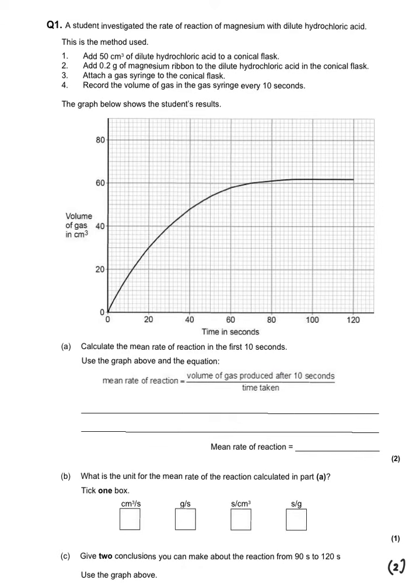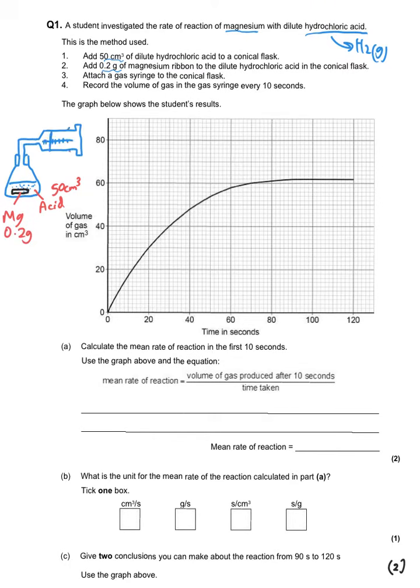Okay, so in this question we are looking at an experiment and a description of that experiment. We're looking at magnesium reacting with dilute hydrochloric acid, and from the chemical changes topic you'll know that that produces hydrogen gas. They're taking 50 cubic centimetres of the hydrochloric acid, adding 0.2 grams of magnesium ribbon to it, and attaching a gas syringe to the conical flask to collect the gas, and they are measuring the volume every 10 seconds.